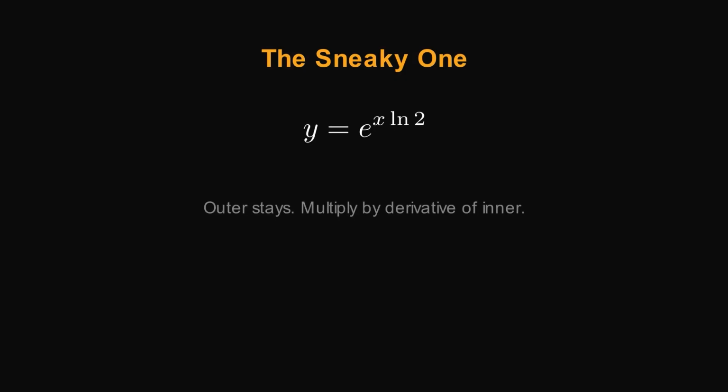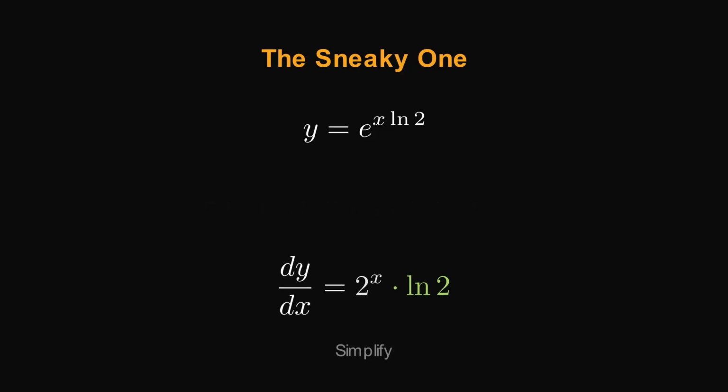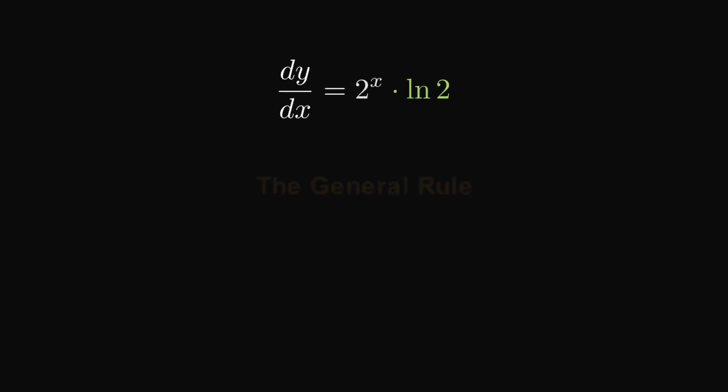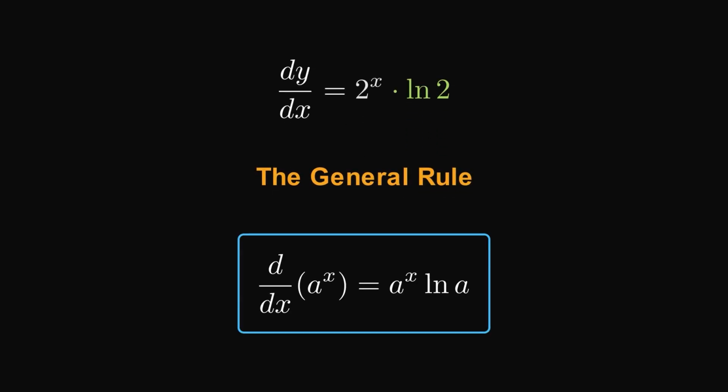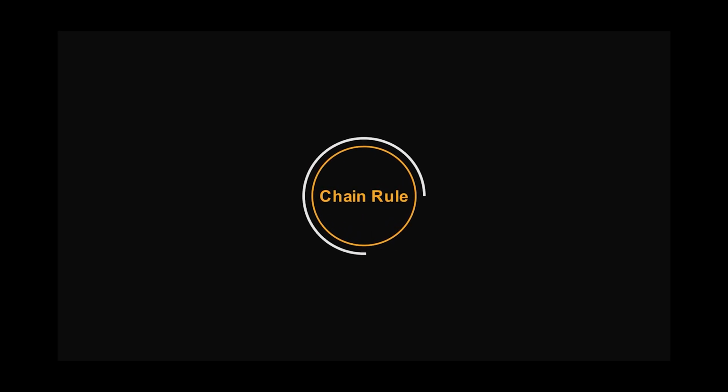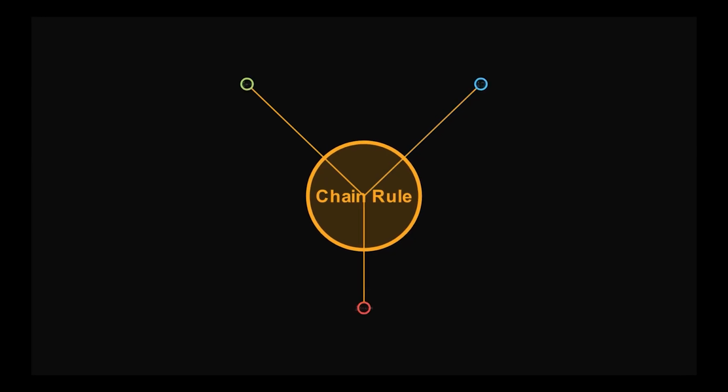Now it's just e to the something. Chain rule, the outer stays, we multiply by the derivative of the inner. Ln 2 is a constant, so dy by dx is equal to e to the x ln 2 times ln 2. Which gives us what? Well, that gives us 2 to the x ln 2. And so that generalizes to the fact that d dx of a to the x is equal to a to the x ln a. The takeaway here is that the chain rule isn't just an advanced tool, it's the tool.